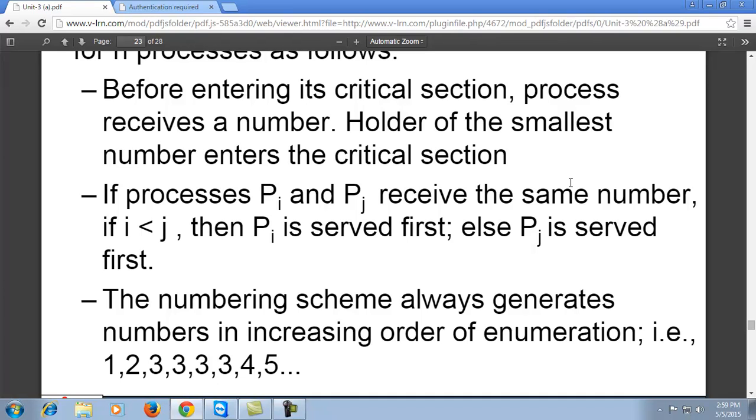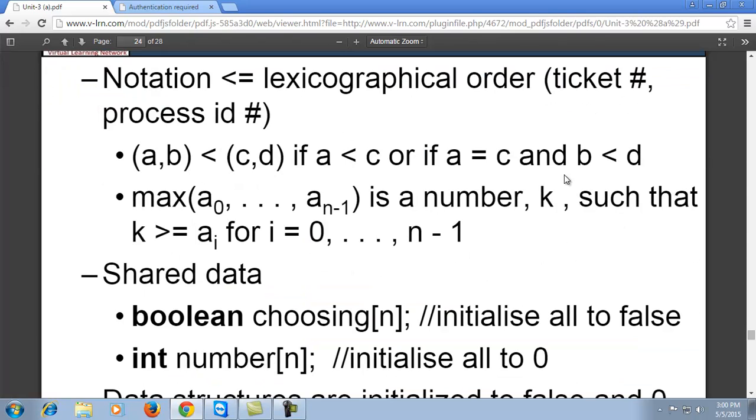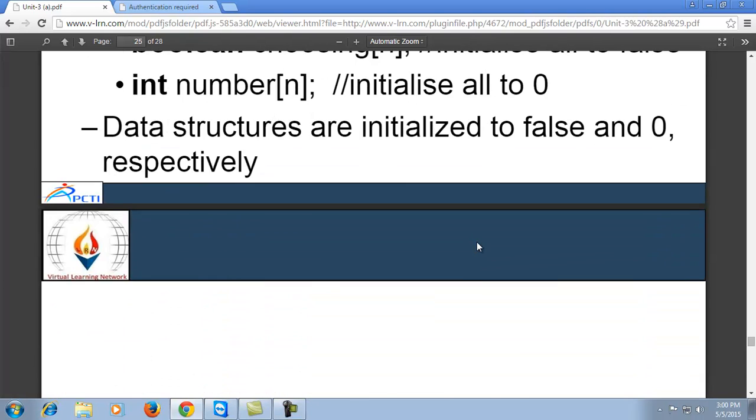The numbering scheme always generates numbers in increasing order of enumeration, like 1, 2, 3, 4, 5. And if more than one process has the same number, then the allocation method is first come, first served. In the Bakery algorithm, lexicographical order is used and followed for allocating a ticket for shared data, or for accessing the same data, and we have to use boolean flags for acknowledging them. They show whether the system is busy or free, like 0 and 1: you can use 1 for busy and 0 for free. Data structures are initialized to false and 0 respectively.